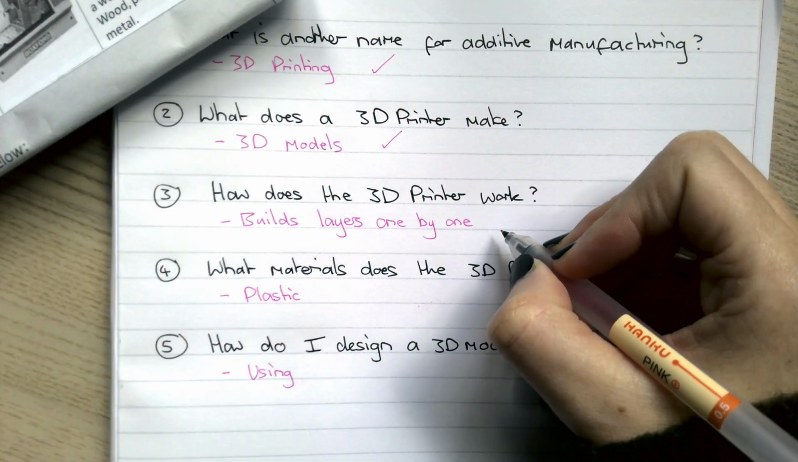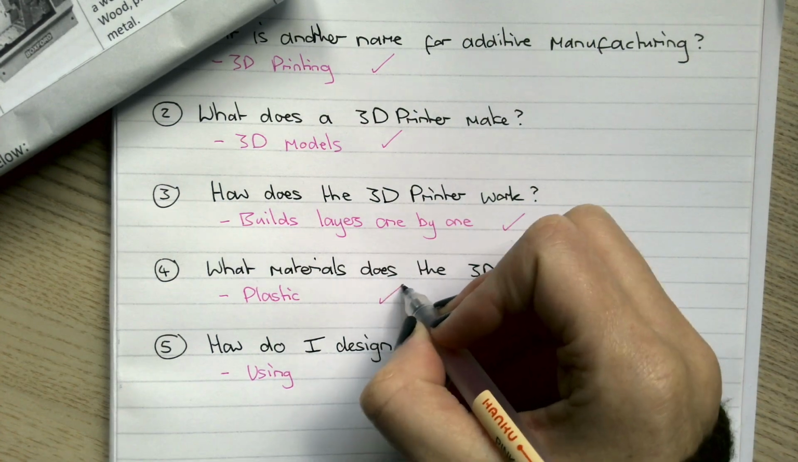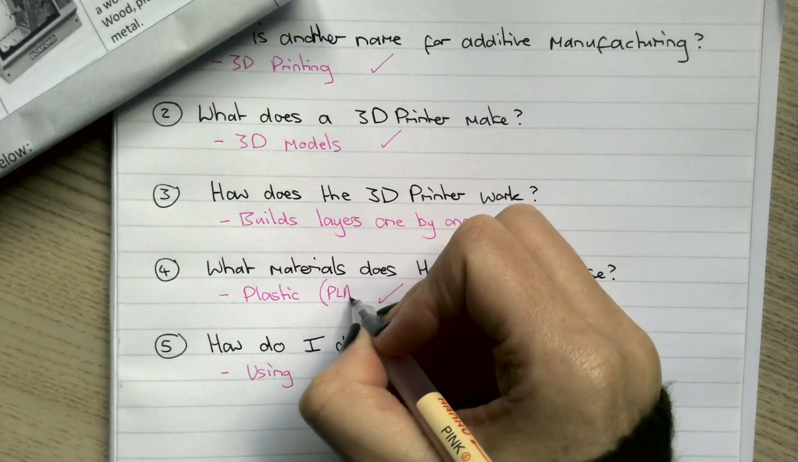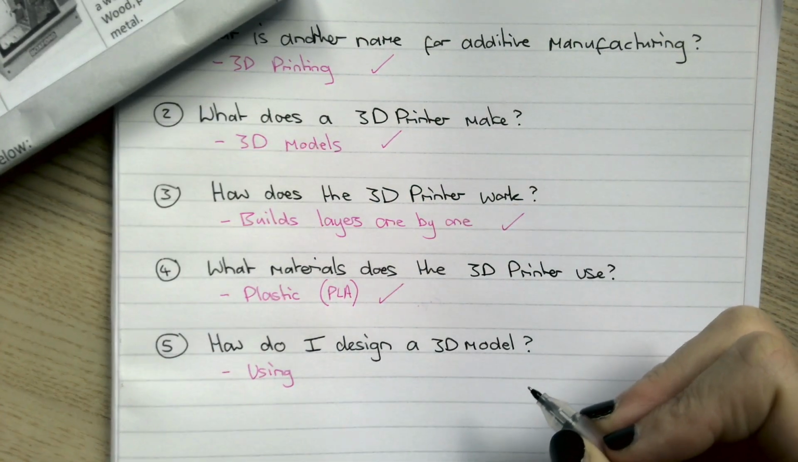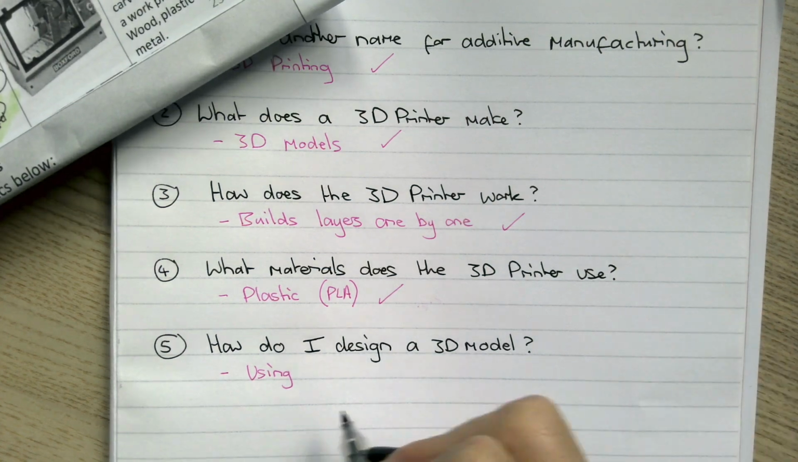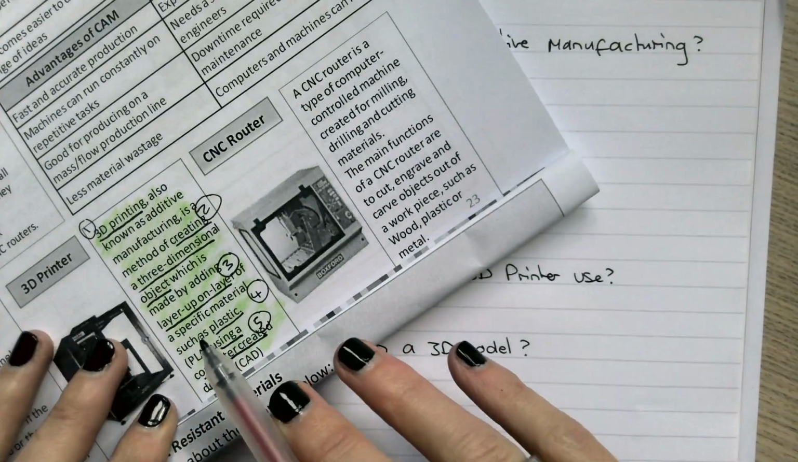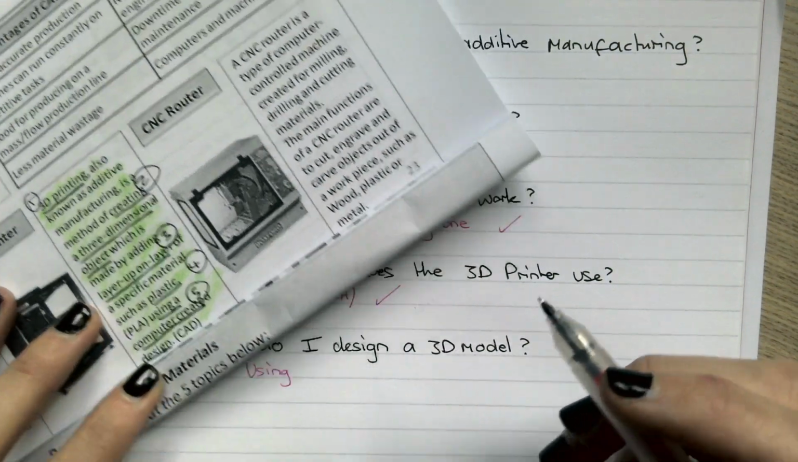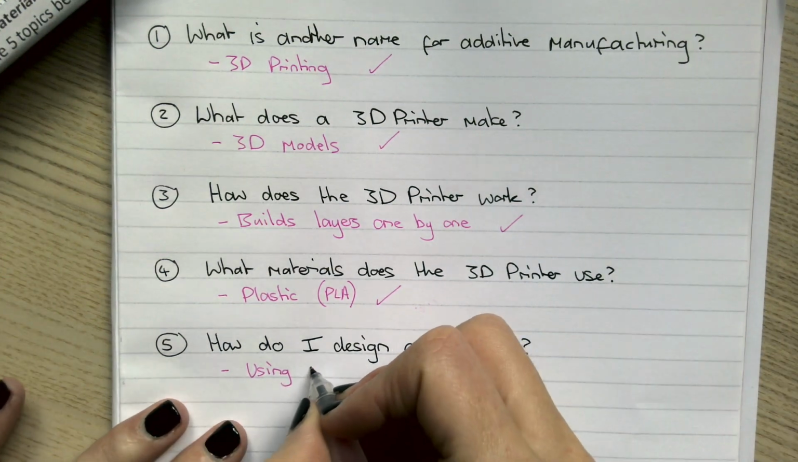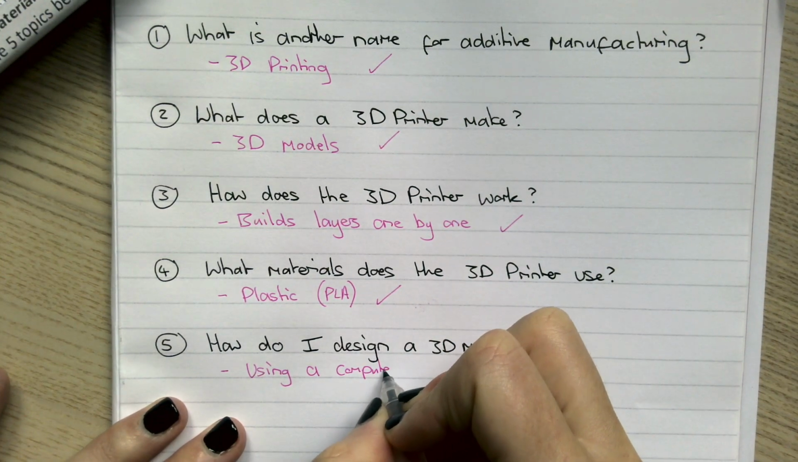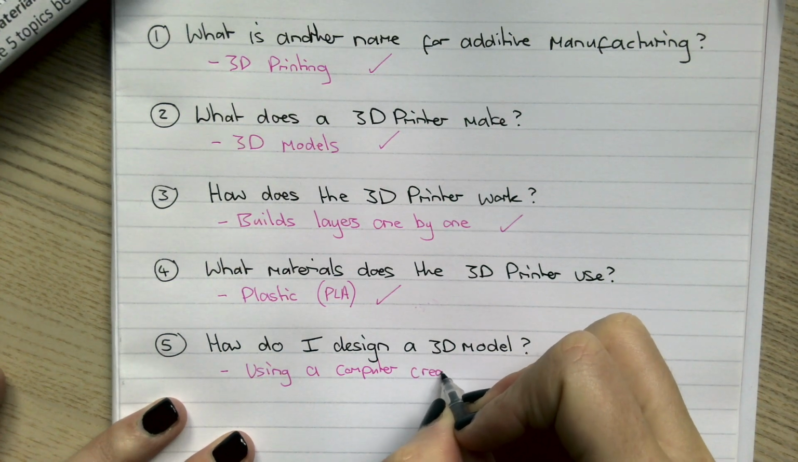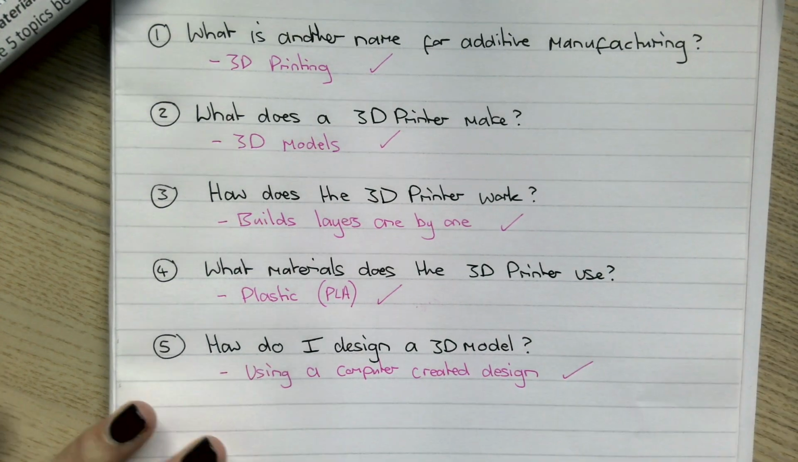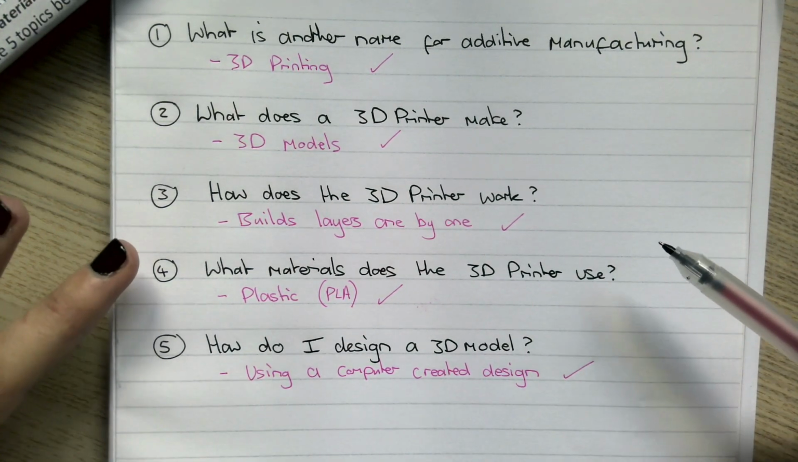3D models, yeah. Builds layers one by one. Plastic is the material, and I could just add there in brackets PLA, just in case my DT teacher asks me next lesson. And the one I didn't know, how do I design a 3D model? Let's go back to the information. It says here, using a computer created design. Okay, so I need to use a computer essentially. That tells me I can't sketch out my design to make a 3D model. I need to use a computer, and the computer then tells the printer what to print.